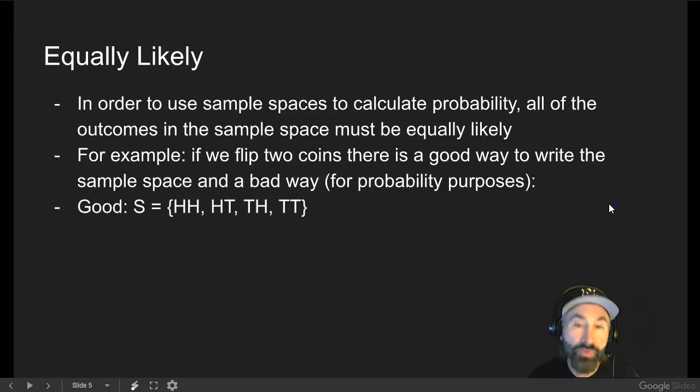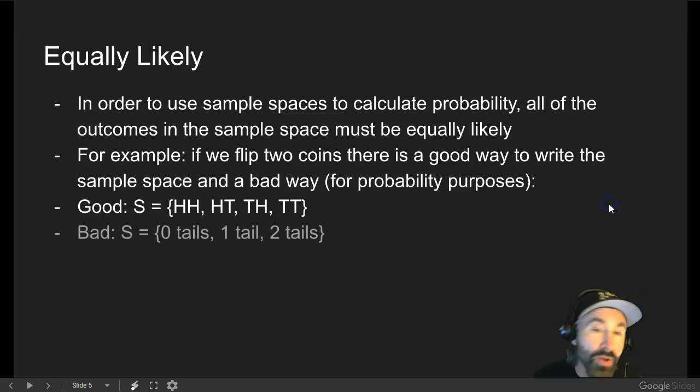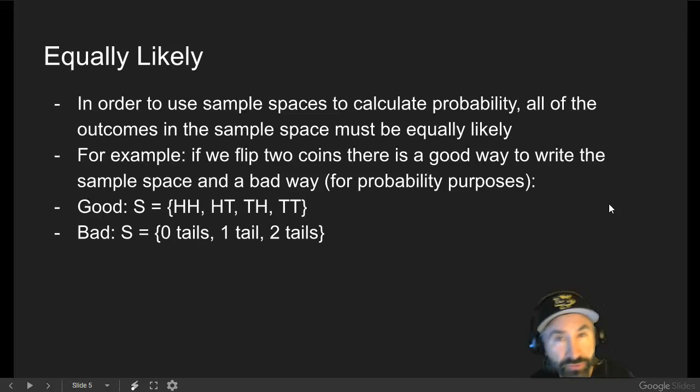So the good way to write it is that we could either get heads and heads, heads and tails, tails and heads, or tails and tails. Now there is at least one other way to write out all of the possible outcomes of flipping two coins. Another way we could write it is we could say, well, we could get 0 tails or 1 tail or 2 tails.